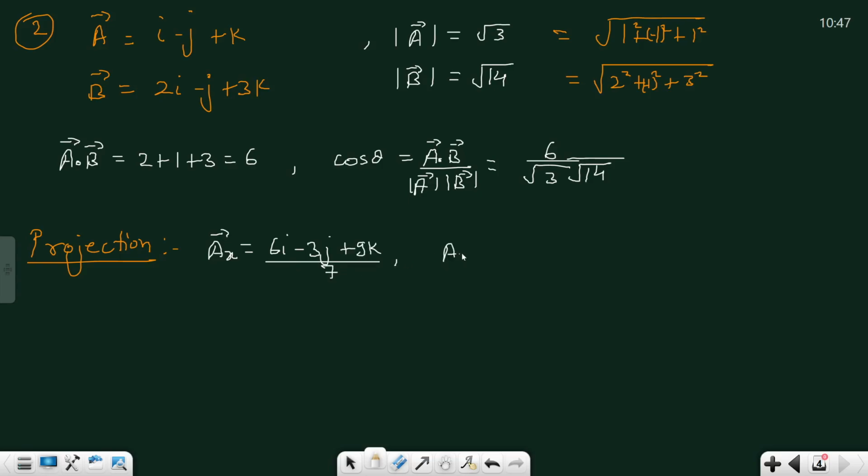Neha, your answer? I got 6 by 14 and bracket 2i cap minus j cap plus 3k cap. It's the same thing, I simplified it. So what about the j component? Minus j cap plus 3k cap. I think it's the same.